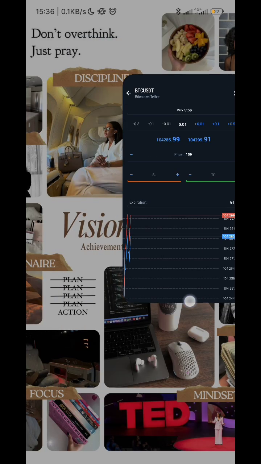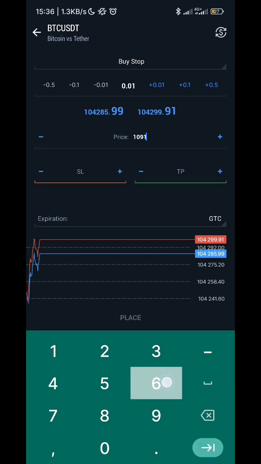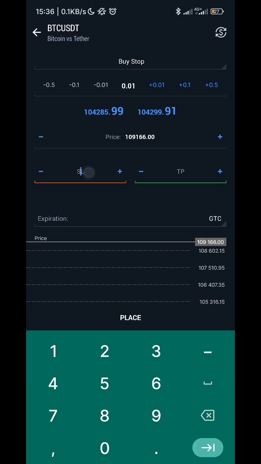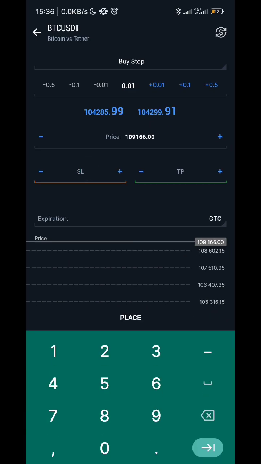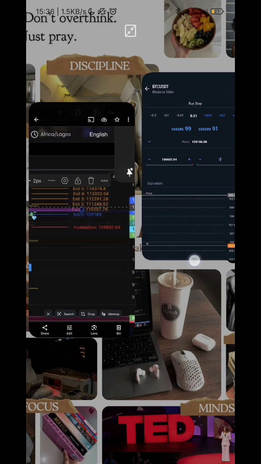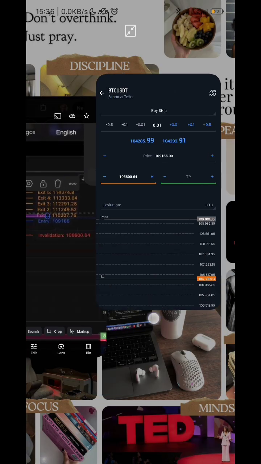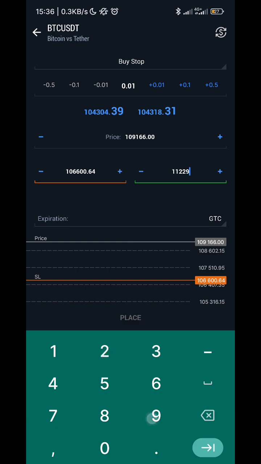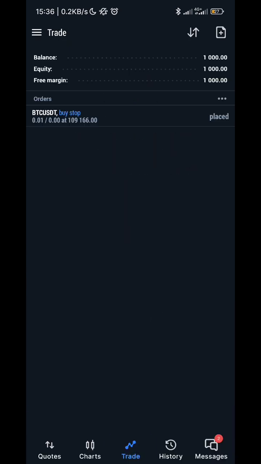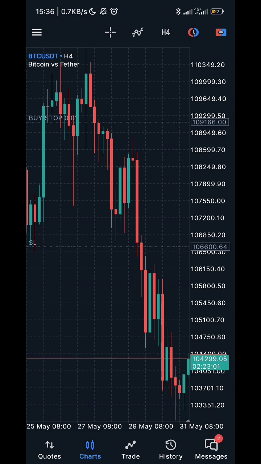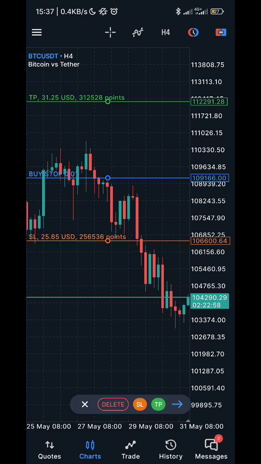109,166. So the SL, which is our invalidation, is going to be 106,600.64. And then I'll take profit. We'll take profit 3. That's 112,291.28. And I'll place. So we've currently placed this. If you go to the chart and click on it, you can see that here I'm risking 25 USD, that's the SL, to make 31 USD.